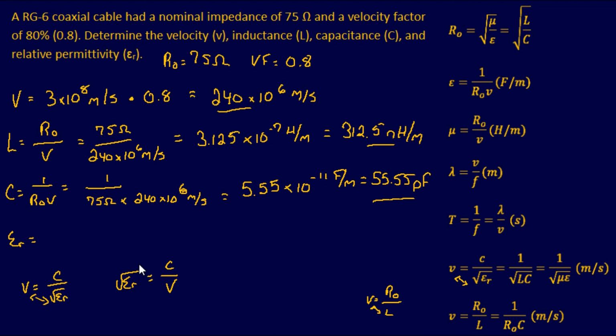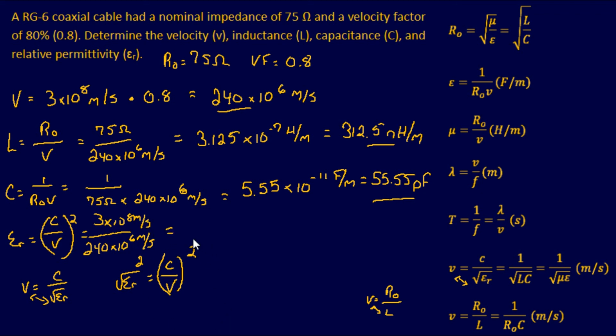Well, I need to get rid of that square root, so I'm going to square both sides. So it's going to come out to be speed of light over velocity, and then that's squared. And then I can plug and chug that in my calculator, 3 times 10 to the 8 over our velocity, which is 240 times 10 to the 6 meters per second. And we can plug and chug that real quick. We have 1.25, and then we have to square it. So square it in our calculator. It's going to give us an answer of 1.5625. And that right there will give us our relative permittivity.